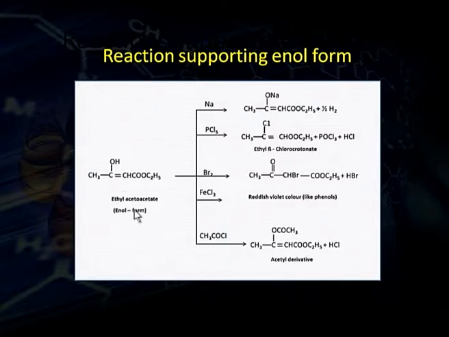In a similar way, when it was treated with ferric chloride, it showed a change in color, a reddish violet color like phenols. And upon treatment with acetyl chloride, it formed an acetyl derivative. All these reactions were reactions of phenols or enols. That shows that ethyl acetoacetate also exists in another form, that is the enolic form.